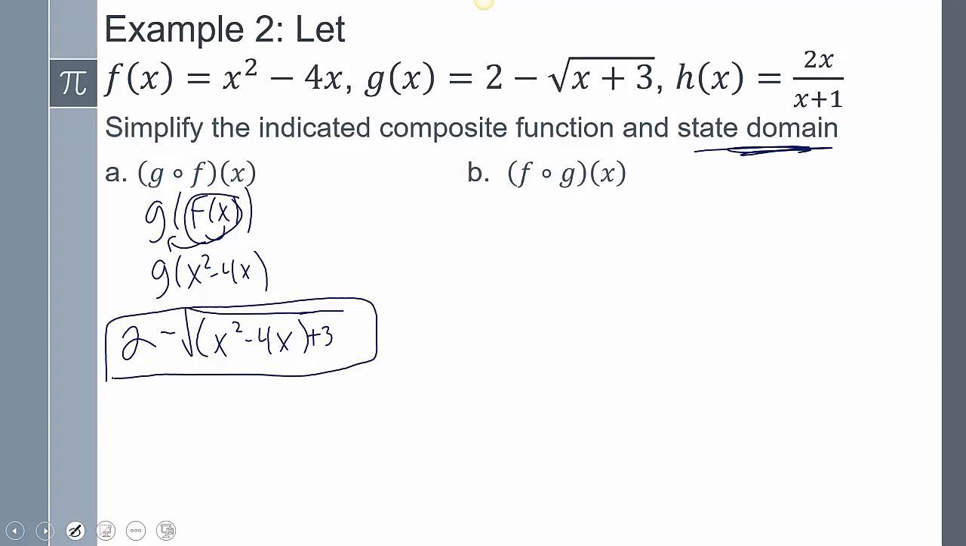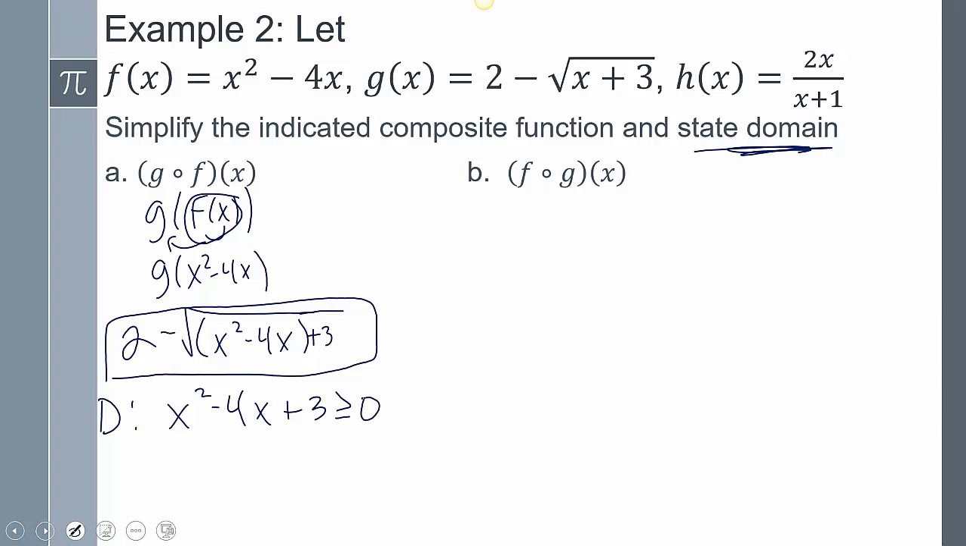And so with my domain, we have to consider what types of restrictions do I have. Am I dividing by an x in any fashion? Well, the answer is no. Do I have any x inside of a square root? The answer is yes. I have the square root of x squared minus 4x plus 3. So remember, when I have a square root, you take whatever's inside the square root, and you have to say it's greater than or equal to 0.